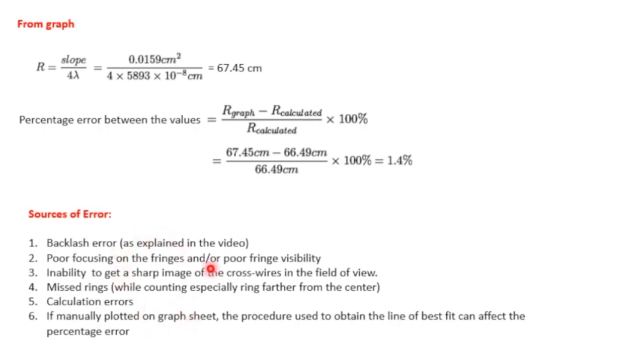So if you keep in mind these 6 sources of error, then you can minimize this percentage error between the value that you calculate from the formula and the value that you calculate from the graph. So I hope this description of the experiment makes you feel comfortable doing the experiment, and more importantly, you must also enjoy doing the experiment. If you do that, I'm sure you will get a very good agreement between the calculated value and the plotted value.